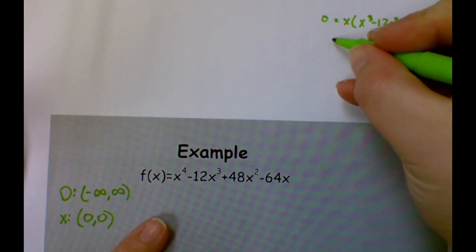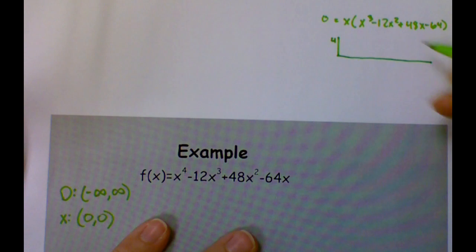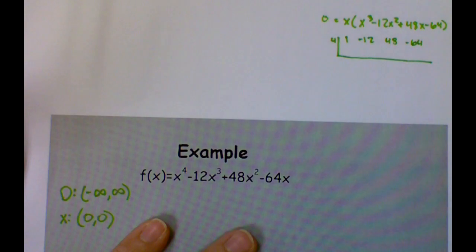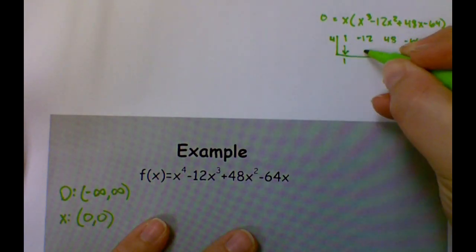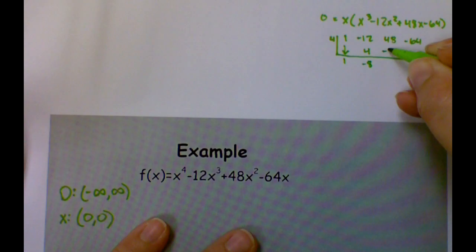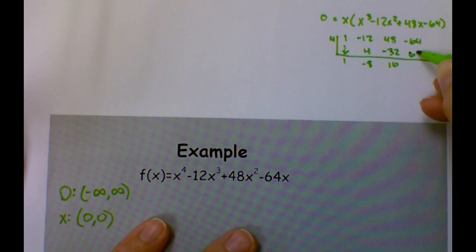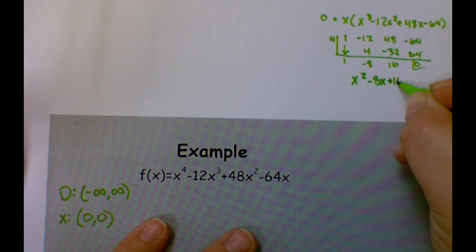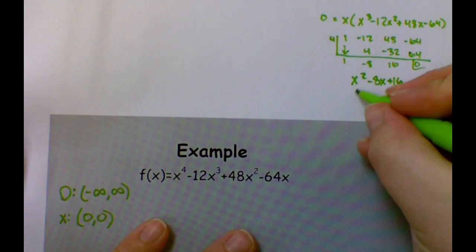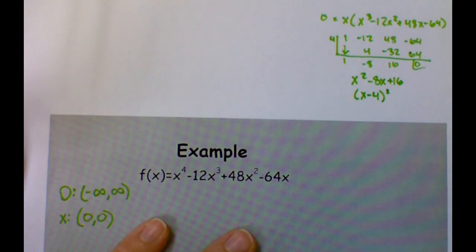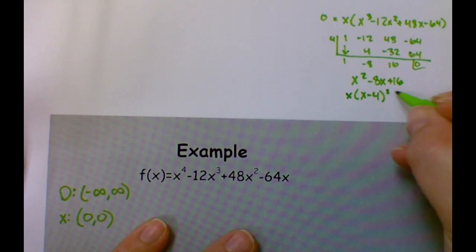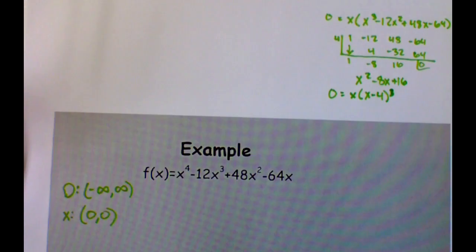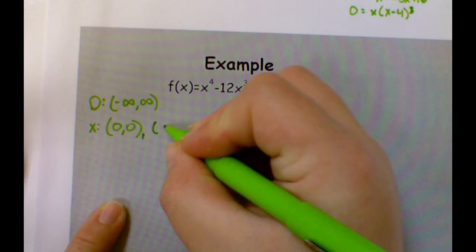I could look at my graph to guess. I'm going to guess that it's 4. Remember synthetic division from pre-calculus. Lets us check to see if that's a 0. Multiply, add, multiply, add, multiply, add. So leaves me with x squared minus 8x plus 16, which is x minus 4 squared. So really my whole thing factors into x times x minus 4 cubed, which gives me zeros of 0 and 4. So my other x-intercept is 4, 0.